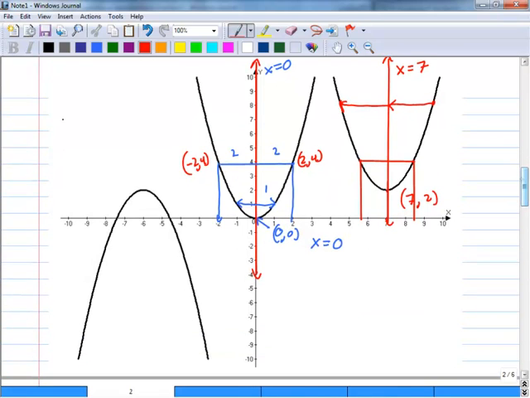So let's take a look at this other graph here. This one's upside down, but again, it will have an axis of symmetry. We've got to find the vertex, and it looks like it's at -6, +2.